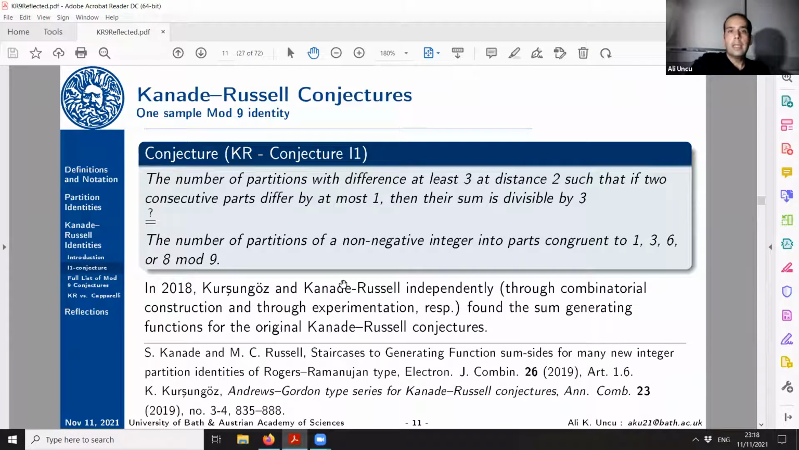And in 2018, at Andrews' 80th birthday conference, Kursungöz and Kanade and Russell both independently announced that they actually found the generating function counterparts of these. Kursungöz found it through some combinatorial construction. And I believe Matthew and Shashank found it through some computer experimentation. But they also later found some combinatorial meaning under that too. They not only found the generating function counterparts for their conjectures, they also found generating function counterparts for Capparelli's identity, for example.